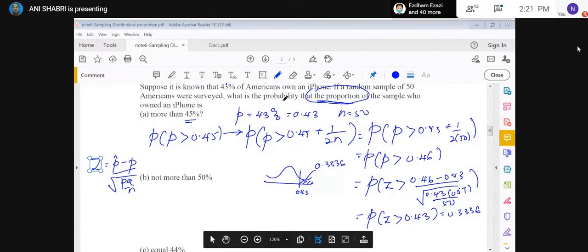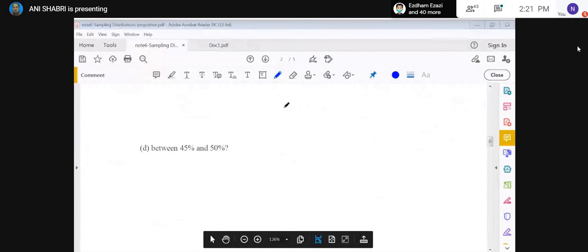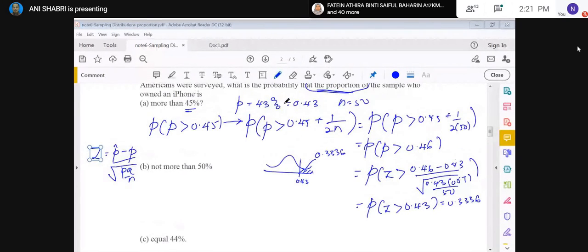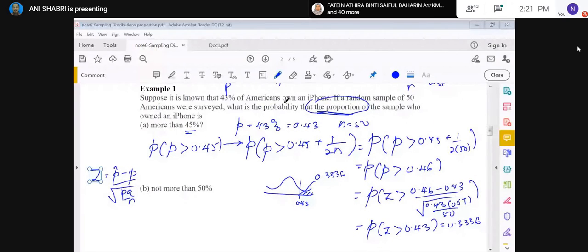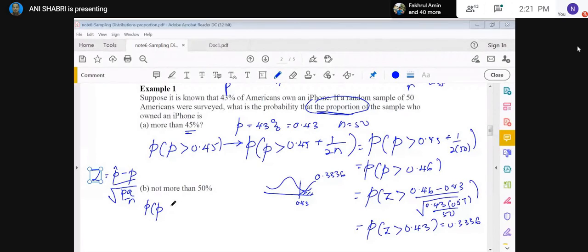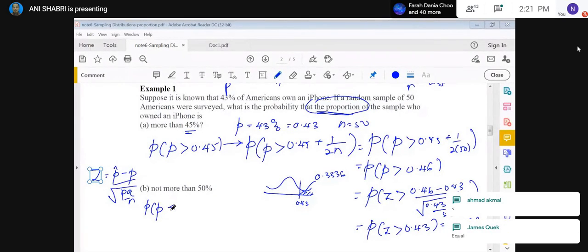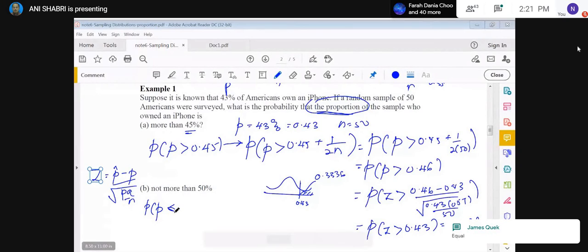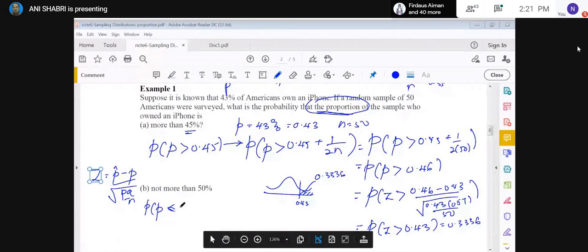Okay, let's look at number B. For number B, if it is "not more than", what is the symbol? Not more than means less than or equal. This is very important, equal or not equal. For p hat not more than, the symbol is less than or equal. This is important. If you do not put equal, it is wrong.